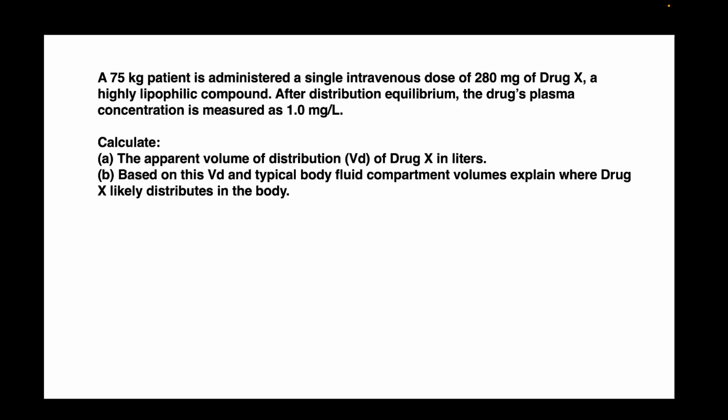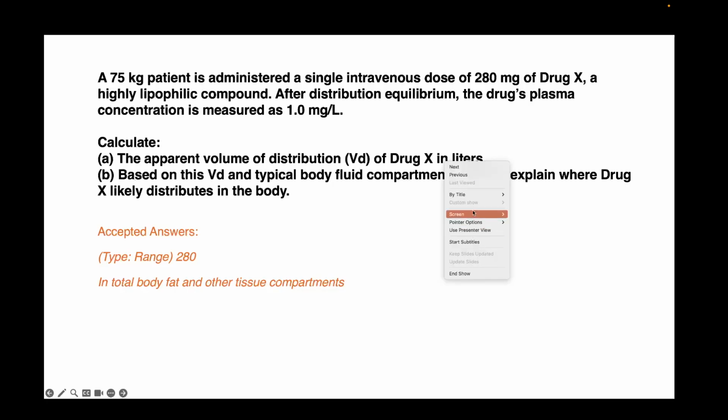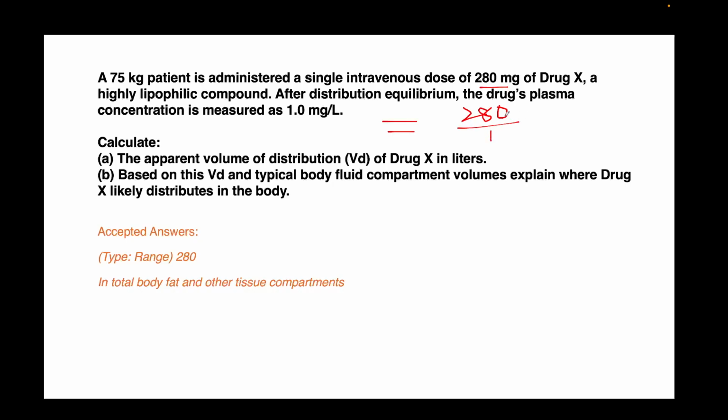Anybody else would like to answer? Most of you are correct. The correct answer is 280 for the first part, that is the apparent volume of distribution of the drug. Volume of distribution is basically the total amount of drug, which is 280, divided by the concentration measured in the plasma, which is 1. So the volume would be 280 liters.